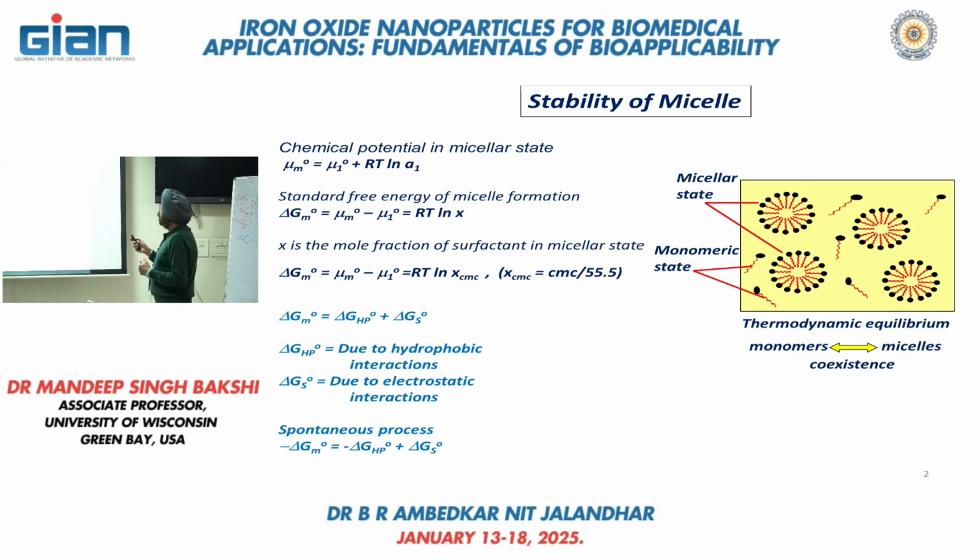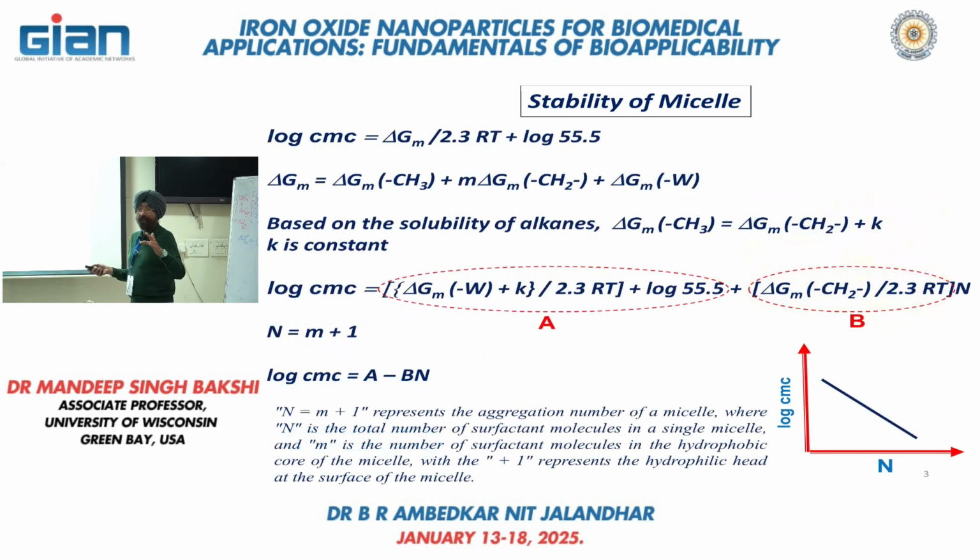Another quantitative approach is a slightly more intensive mathematical expression. We are picking the same equation, the one I'm showing over here. The delta G of micelle formation contribution is coming from the terminal methyl group of the hydrocarbon chain plus M, the number of methylene groups. If there are 12, you have one terminal, 11 are left, so the value of M is 11.